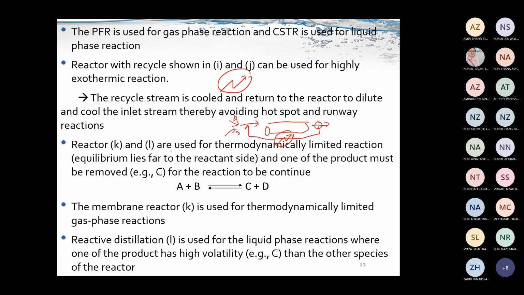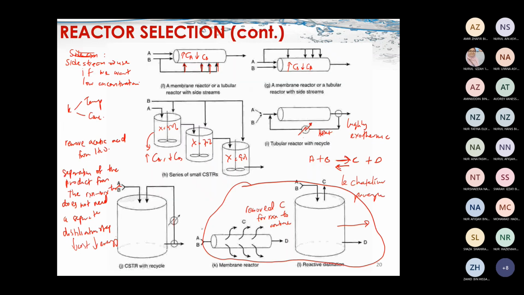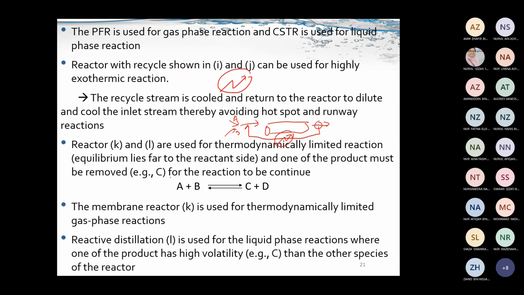Reactor K and L are used for thermodynamically limited reaction. Equilibrium lies for the reactant side. Ni yang the one I show you lah, this one. And one of the product must be removed for the reaction to be continued. Sebab kita nak reaction dia move forward saja. A plus B equals to C plus D. We don't want C plus D becoming back to A plus B.